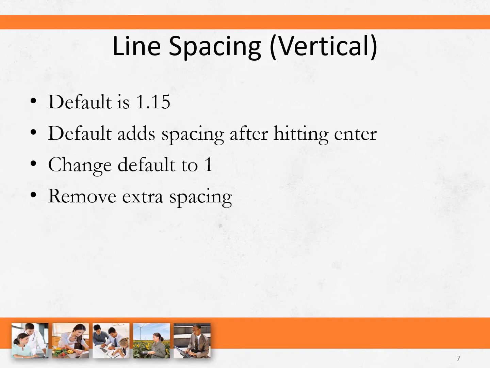The vertical line spacing for Word 2016 and 19 is 1.15. That's the default. And the default also adds spacing after you hit the enter key. It adds extra space in between. We don't want that, so we will learn to change the default to 1, which is single space, and we will remove that extra spacing.